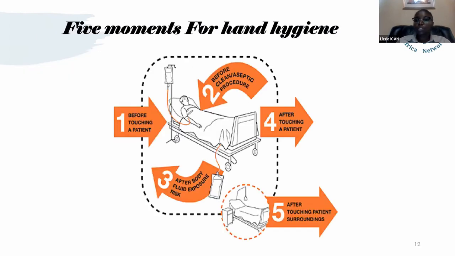And then for the 5 moments of hand hygiene, we know that the first two, that is before touching a patient and before a clean aseptic procedure, are actually meant to protect the patient. We perform hand hygiene for those indications because we do not want to introduce whatever we are carrying on our hands as healthcare workers to the patients. And then for moments 3, 4, and 5: moment 3 being after body fluid exposure risk, moment 4 being after touching a patient, and moment 5 being after touching patient's surroundings without physically touching the patient.